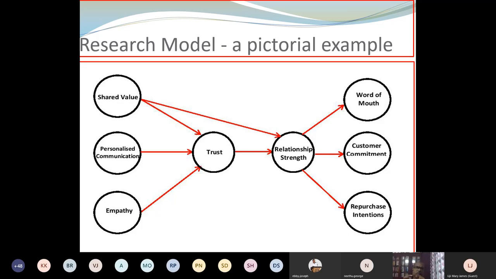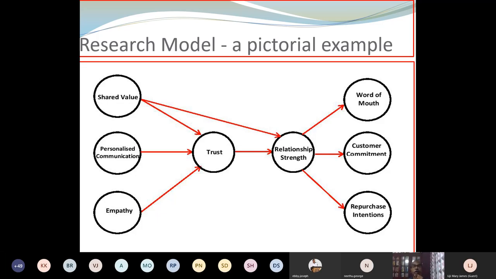I'm studying relationship strength in banking companies. That is customer relationship strength. That is the core area of the study. The left side of the relationship strength circle shows some variables or components like shared value, personalized communication, then empathy. And another item is trust.